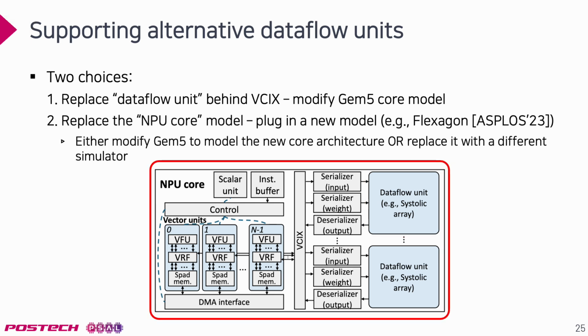The second approach is replacing the entire core model with some other core model. It doesn't necessarily have to be a Gem5 core model. You can use any other cycle-level core model. In our paper, we show a case study exploiting the sparse matrix multiply unit from the Flexagon work to model a heterogeneous MPU core with a sparse unit as well as a dense matrix multiply unit. So PyTorchSim can be extended in different ways.